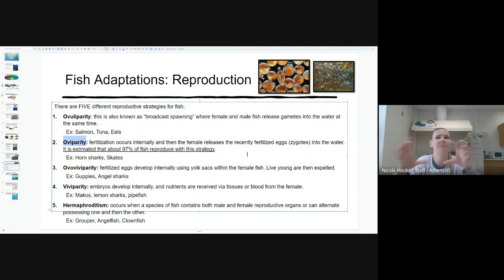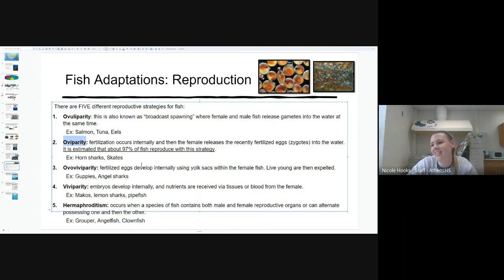If you've ever seen a mermaid's purse, they're these little black casings with extensions on the side that they hold their eggs in. Essentially, these fertilized eggs or zygotes go into the water and then they hatch from that. And then another popular one is broadcast spawning, where they just release their gametes into the water. They fertilize in the water. And lots of different species do this as well. But that's called ovoviviparity.